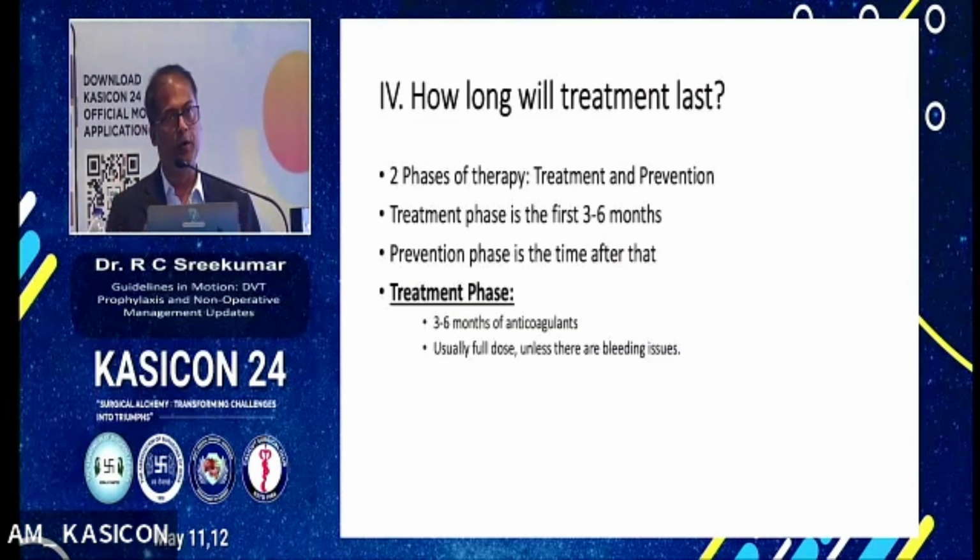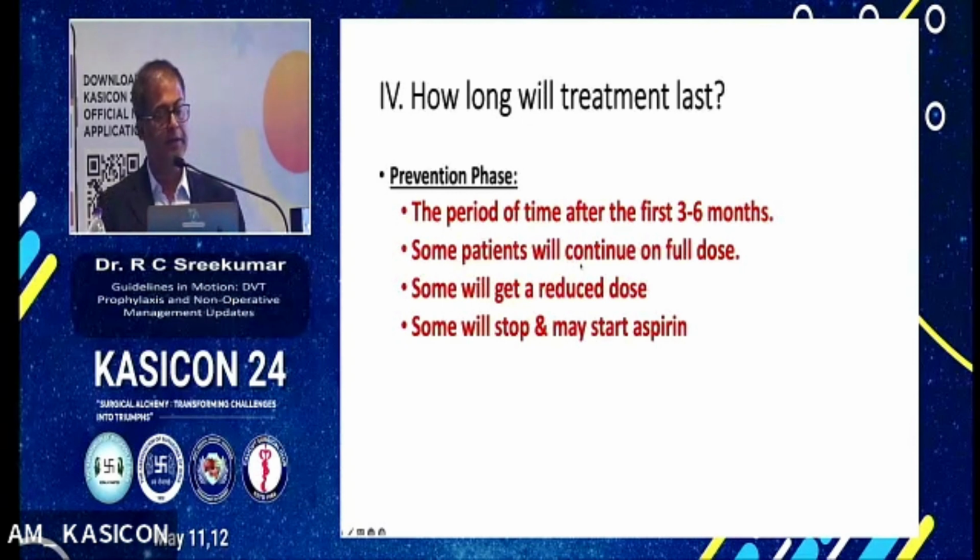The treatment phase should be offered to almost all patients, whether it's provoked or unprovoked. That usually lasts for 3 to 6 months, mostly 3 months is enough. But the prevention phase is optional, depending on the factors, the congenital factors, and depending on the patient's convenience. So always discuss this with the patient before putting the patient on it.